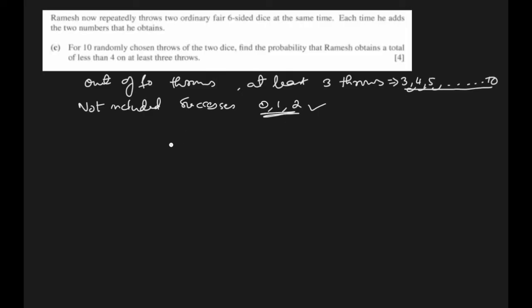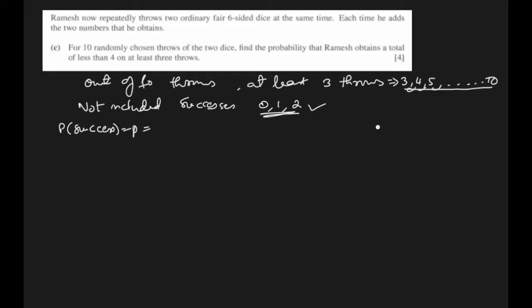So first of all, we should know what is the probability of success, which is P. Okay, we want a total of less than 4. So what will give us, in throwing two dice, a total of less than 4?